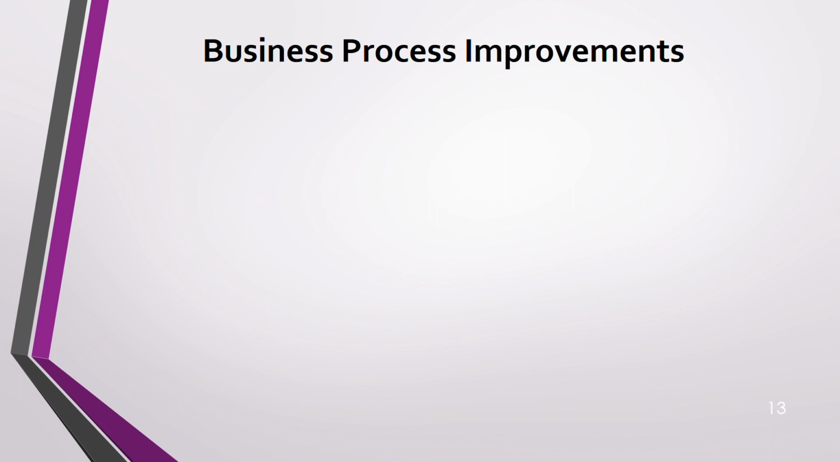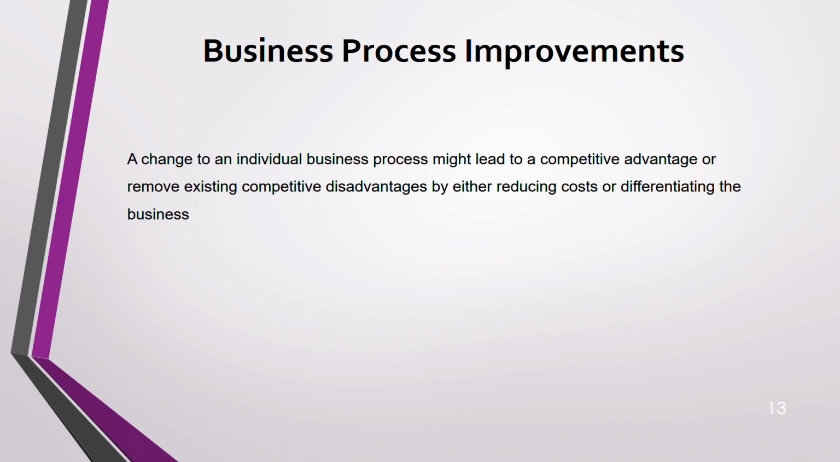now we are moving on to business process improvement. This is very important. Okay, I can say at least 70 to 80% there is a chance of you getting questions on business process improvement. Okay, so a change to an individual business process. Why do you change? Because it can lead to competitive advantage or remove existing competitive disadvantages. How? By either reducing cost or differentiating business. You can improve your business process. Either you are reducing cost in that process, or you are differentiating your business.